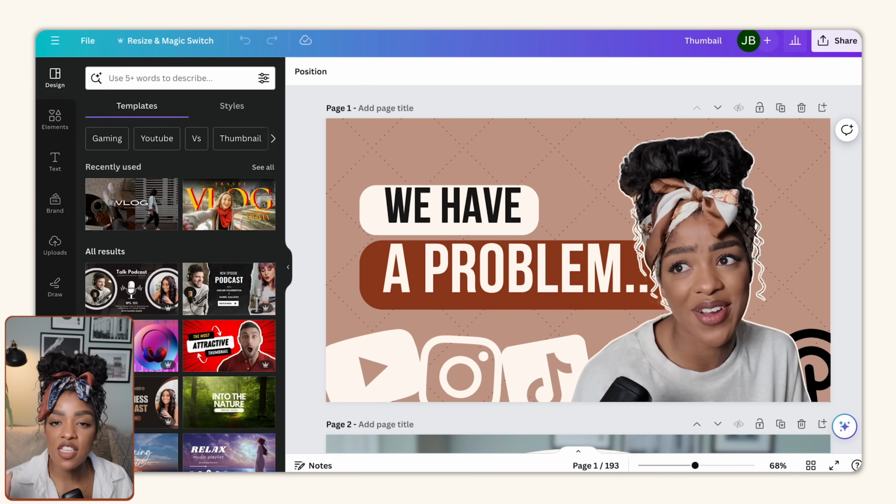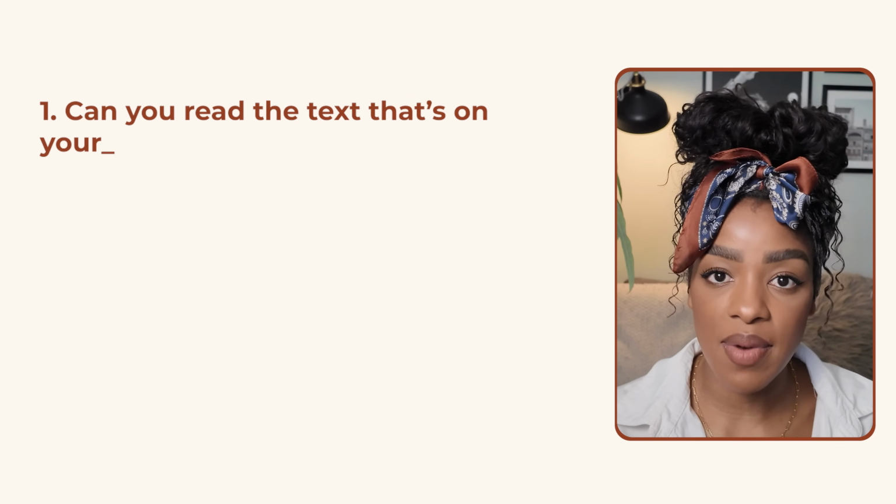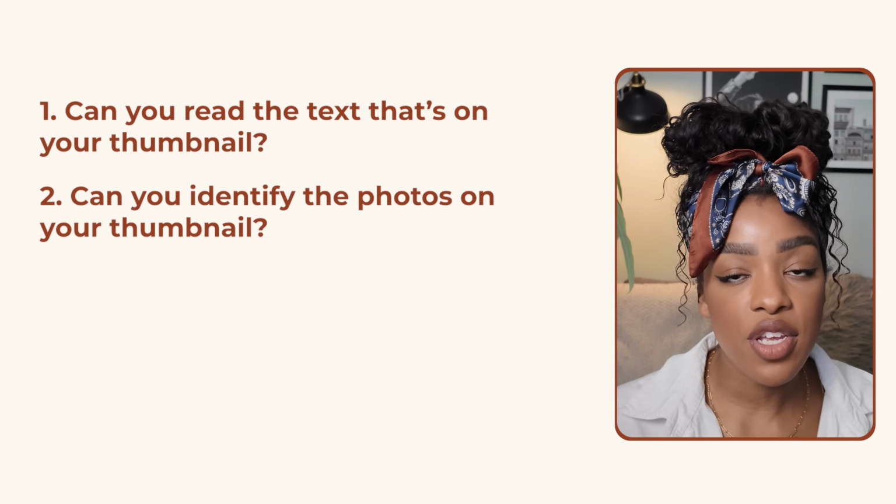Super quick way for you to do this, especially for those of you who create your thumbnails on Canva, is to literally just click on this button here so that your thumbnails will zoom out and also minimize. When you look at your thumbnails at this size, I want you to ask yourself, can you read the text that's on your thumbnail? Can you identify the photos on your thumbnail? If the answer is no to either of those, you need to fix your thumbnail.